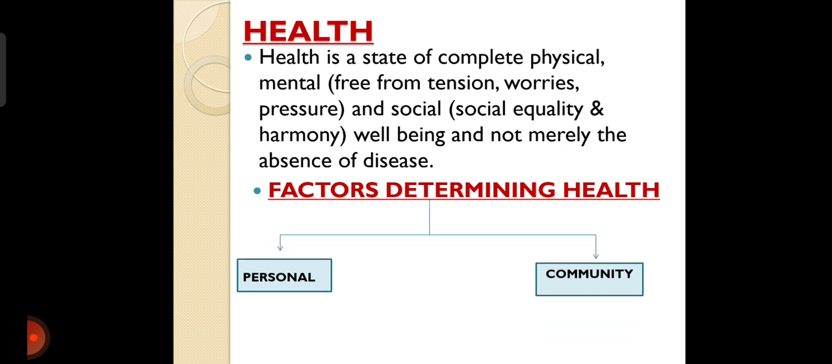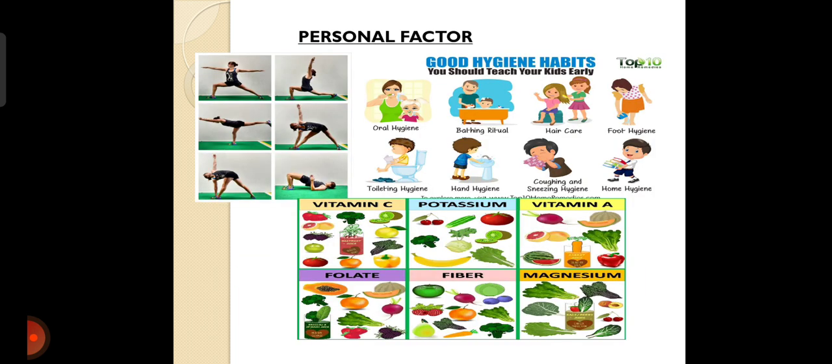What are the factors which determine health? There are basically two factors which determine health. They are personal factors and community factors. Personal factors include exercise, yoga, what we do when we wake up in the morning, and certain good habits which keep us hygienic like brushing, taking a bath, combing the hair, proper hand washing, toilet hygiene, and using a handkerchief when coughing or sneezing so that it doesn't spread, and obviously home and surrounding hygiene.